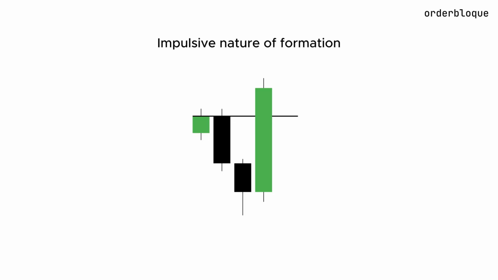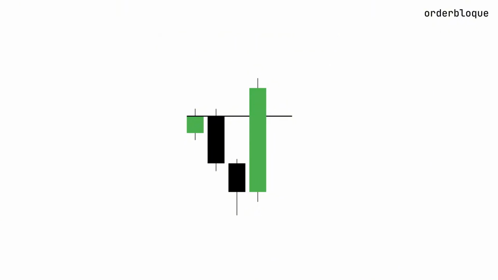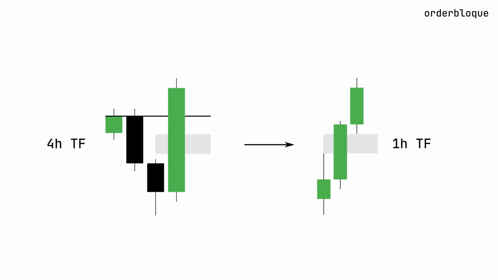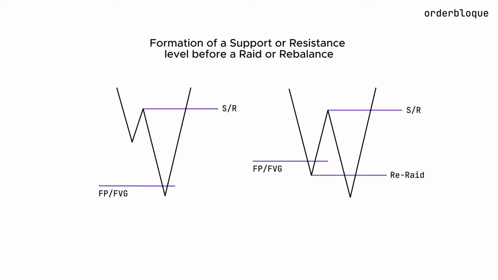First, an important indicator of this element's strength will be its impulsive nature of formation. From this follows that the order block should have an FVG inside, preferably one time frame lower. Later, you will understand why this is necessary. Second, it's the formation of a support or resistance level before a raid or rebalance is executed. I'll explain what this means.